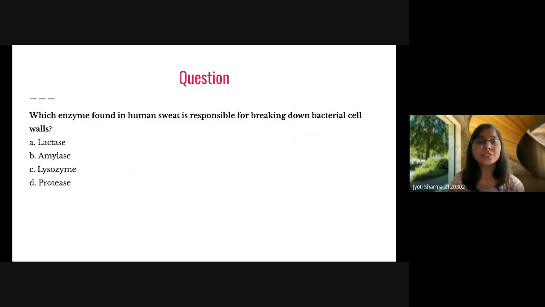The next question is, which enzyme found in human sweat is responsible for breaking down bacterial cell walls? We have four options: lactase, amylase, lysozyme, and protease. Which answer do you think is right? You can write in the chat box out of A, B, C, D. So you have to tell me the one that is found in our sweat.